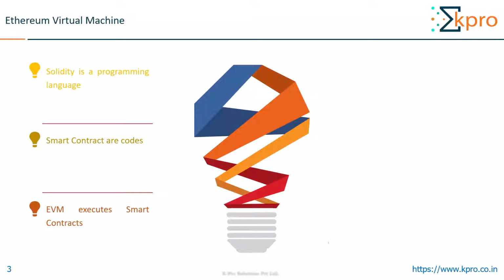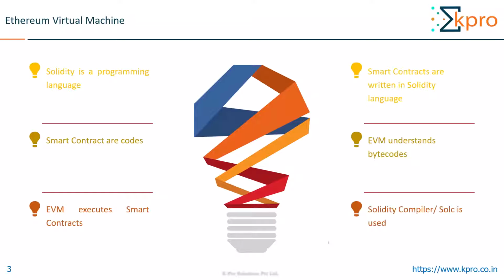So Solidity is a programming language that targets the Ethereum virtual machine. The functionality of the Ethereum blockchain is extended by writing and executing codes known as smart contracts. The code in the smart contracts is executed by the Ethereum virtual machine. These smart contracts are written in Solidity language. Although EVM does not understand this high-level language, it understands the low-level bytecodes.